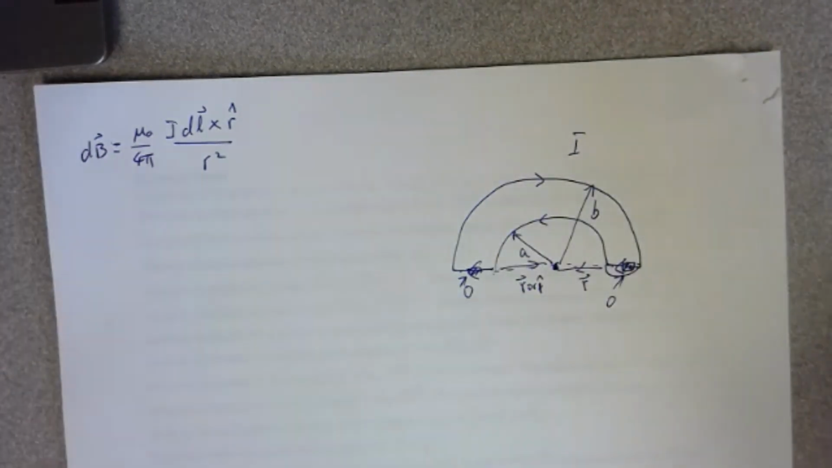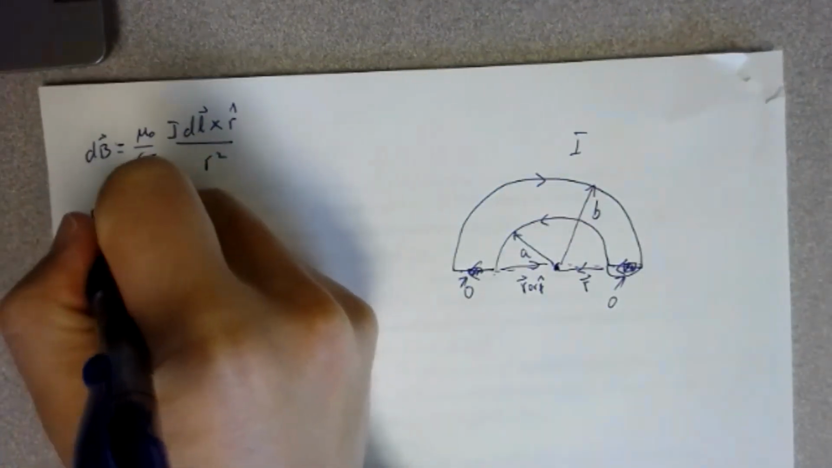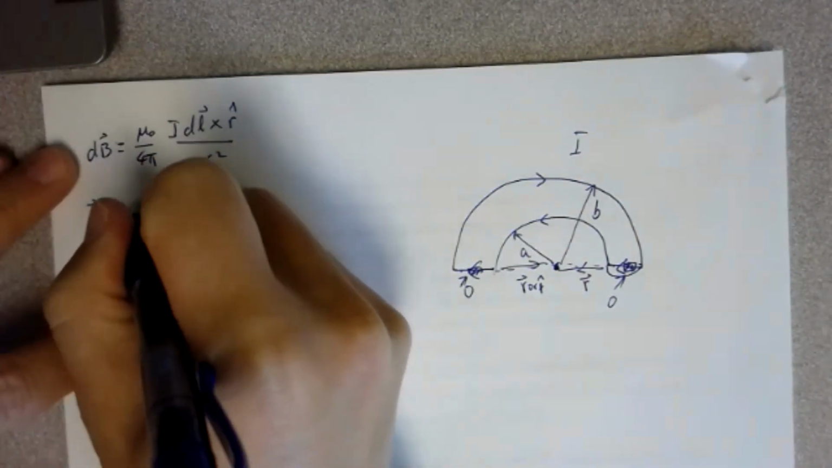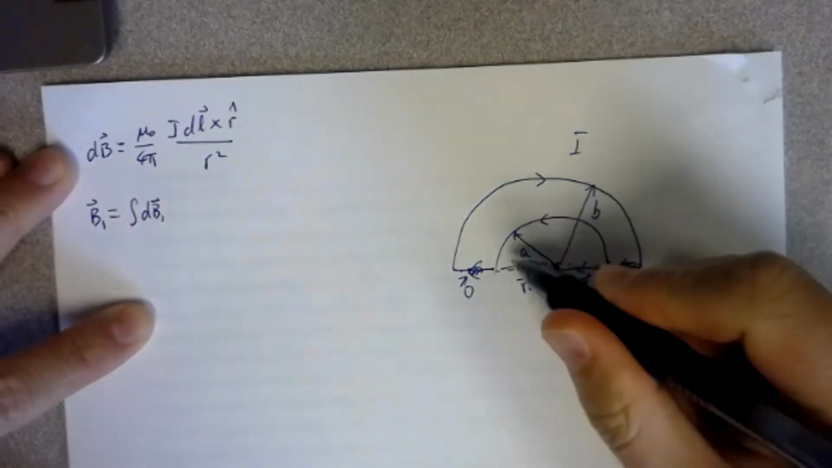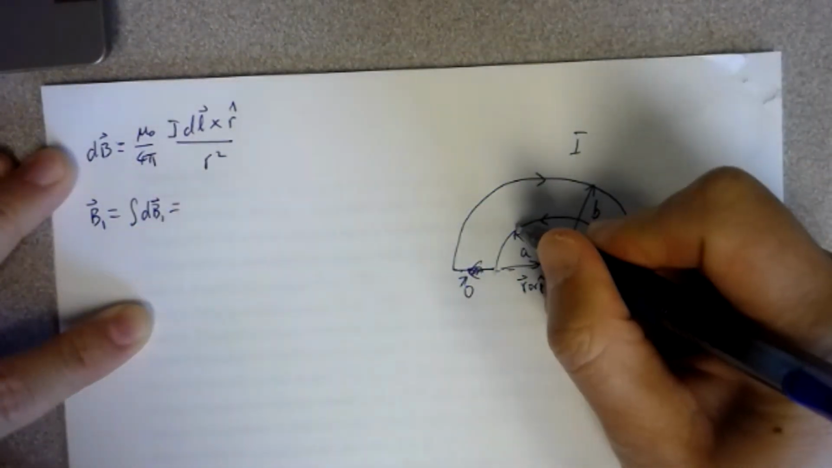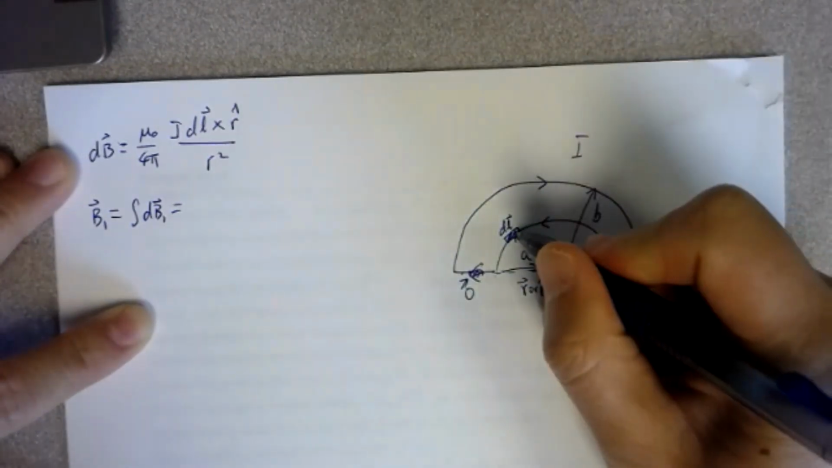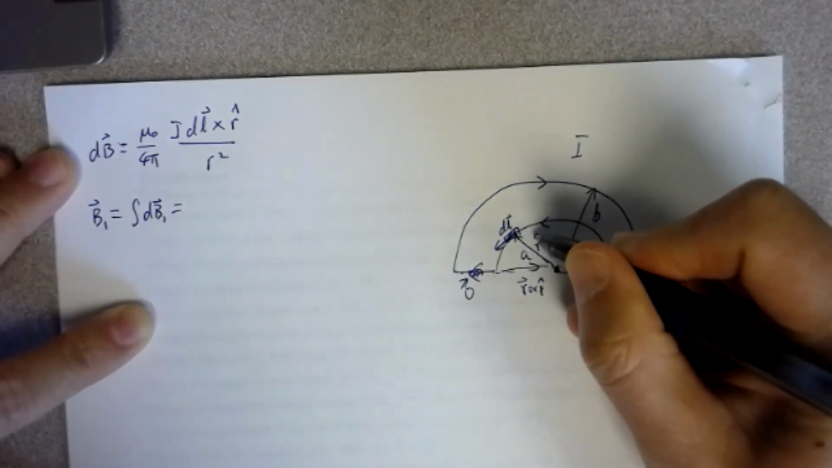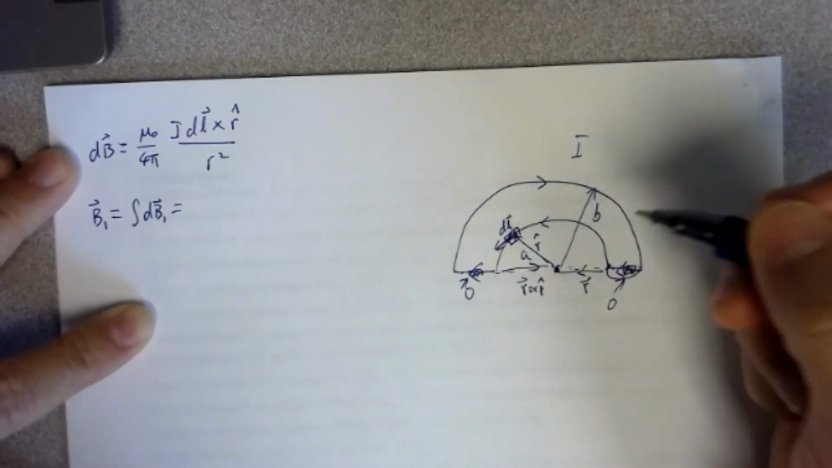So we'll call the contribution by this semicircle B1. That should be coming from the integration of dB1, from one end to the other end. Let's imagine we have a small portion over here, which we call dl, in the tangential direction, and this will be the r direction, or r hat direction. So these two have an angle of 90 degrees.